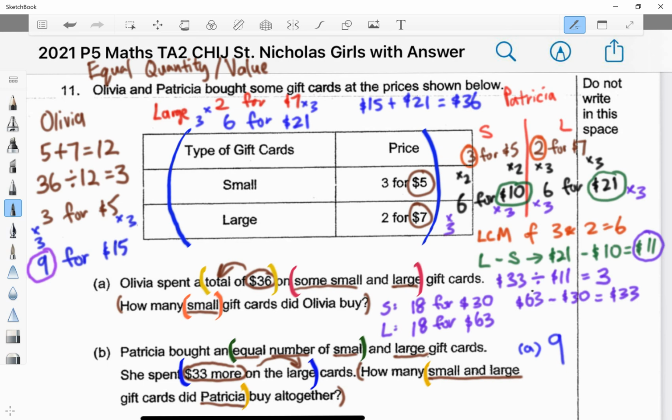So back to the question, how many small and large gift cards did Patricia buy altogether? She bought an equal number of gift cards. It has got to be 18 plus 18, or you can also say 18 times 2, which leads us to 36. So that's it, boys and girls, ladies and gentlemen. We have found the answers to part A and part B of this question. Just a reminder for everyone, this is called equal quantity, equal value. So when you encounter such questions, I hope that you can apply the method that I have taught you today.